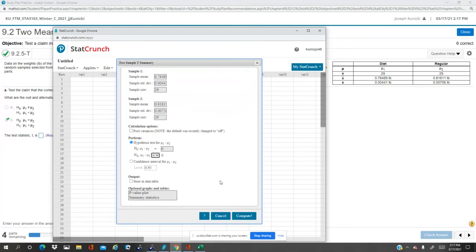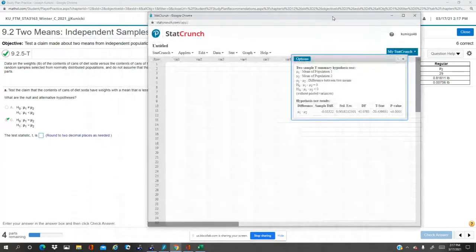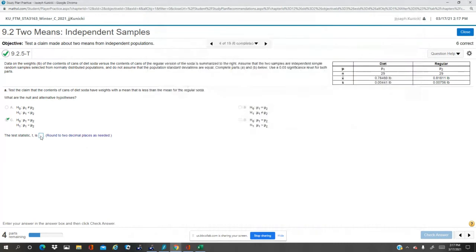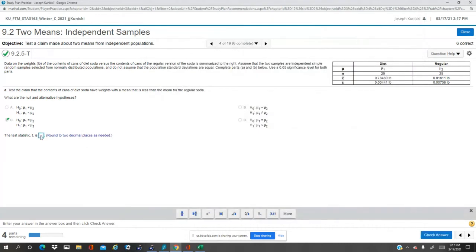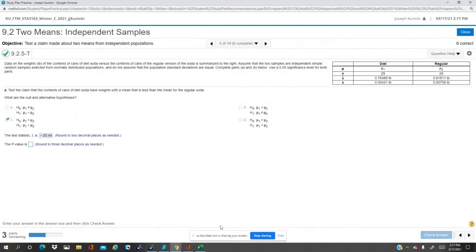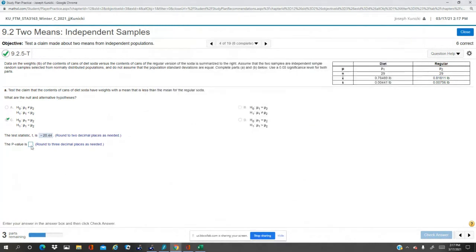That's algebraically equivalent. So compute, and the t-test statistic is minus 20.44. Looks like it's going to be significant. We're way to the left. Minus 20.44. We're way in the left tail. I didn't see the p-value. I didn't really look. The p-value is 0. Oh yeah, it's 0.